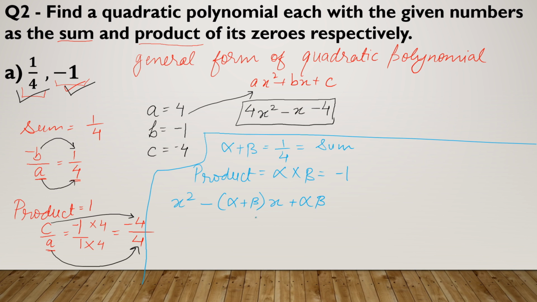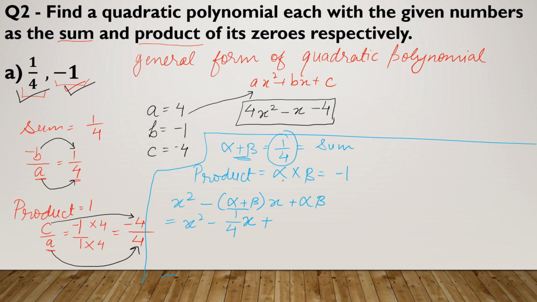Okay, that's all there is to it. So here if you can see, you have only x square minus (alpha plus beta)x. Now what is the value of alpha plus beta? We are aware of this thing, that it is 1 by 4. That's correct. So we'll simply write down 1 by 4, and here we have to write x as well, plus alpha beta.